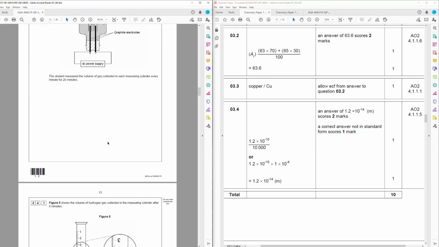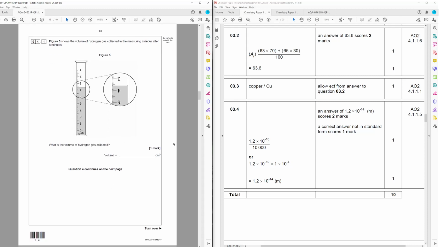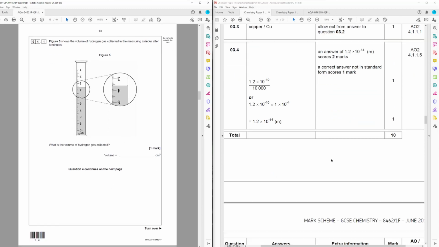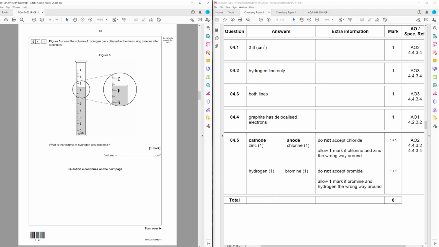Number 4 we did, yeah. So this one was reading off the measuring cylinder. I don't think many people, if any, fell for reading it the wrong way around because it's inverted, it's upside down. You're not measuring the black stuff, you're measuring the white bubbles from the top, and that was fine, 3.6.